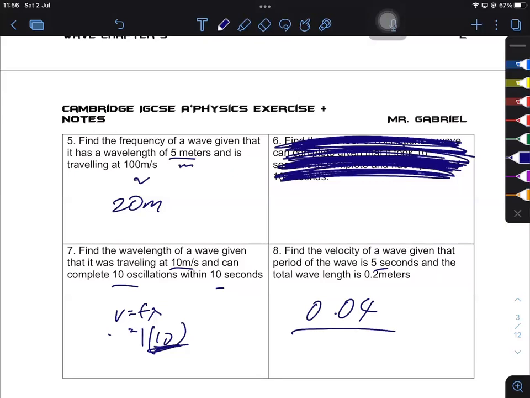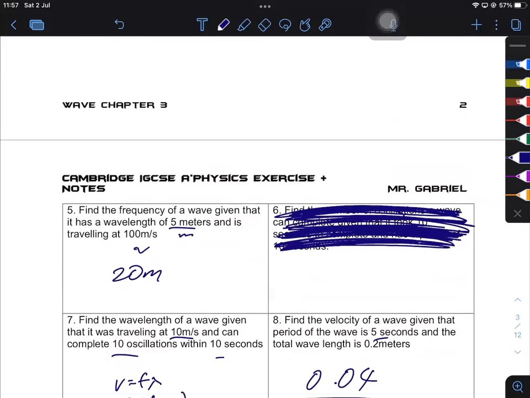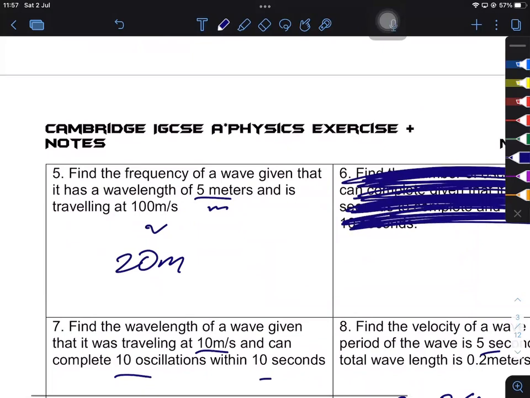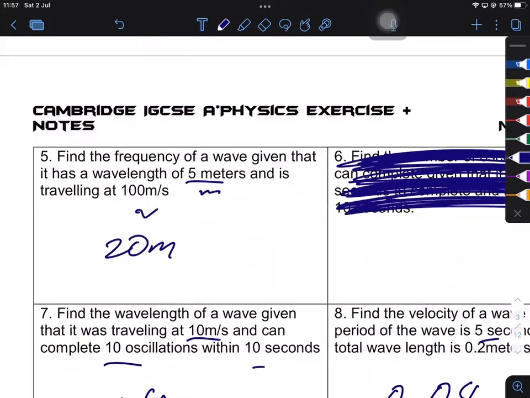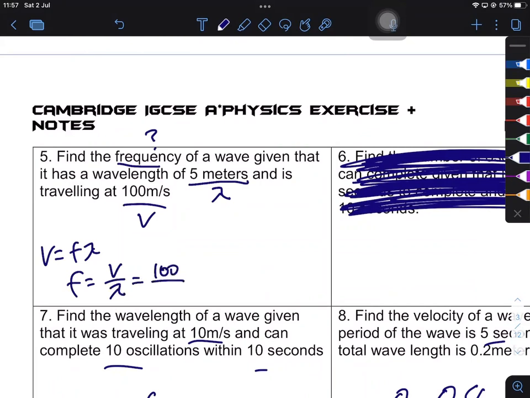Question 5, 0.05. I don't know how. How do you get 0.05? Let's go through it together real quick, guys. If you look at this question number 5 here, right? First information you're given is the wavelength, right? And then this is your velocity, isn't it? You're asked to find the frequency, right? So it's basically V equals F lambda, right? Whereas F is going to be V over lambda here. In this case, it's just substituting 100 with 5 only.